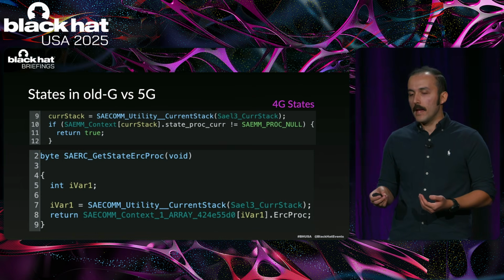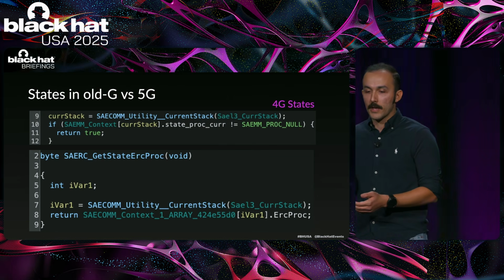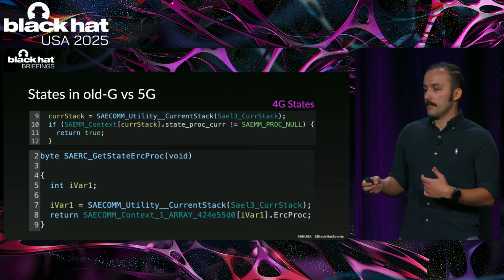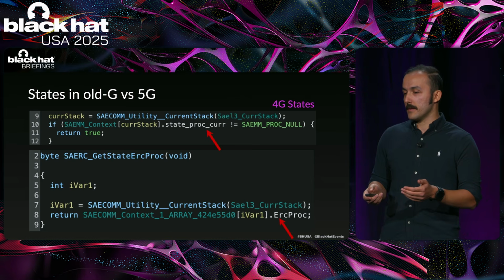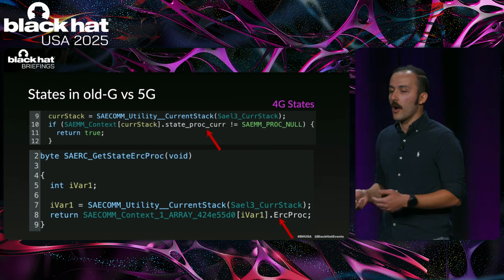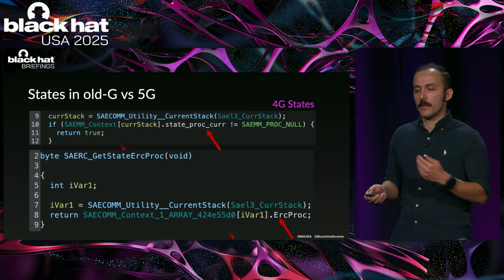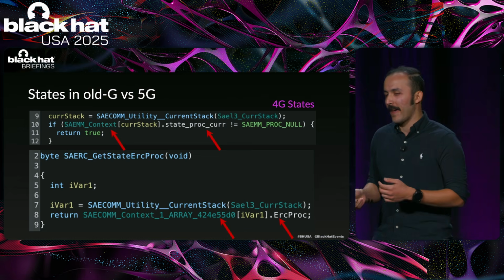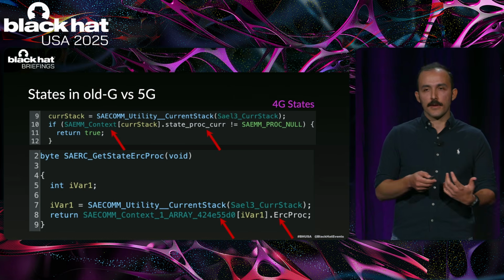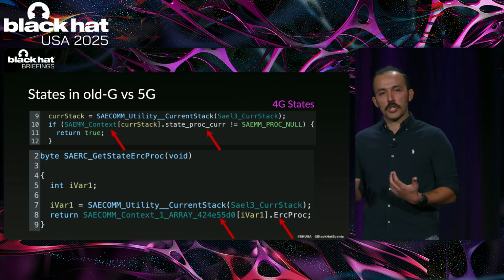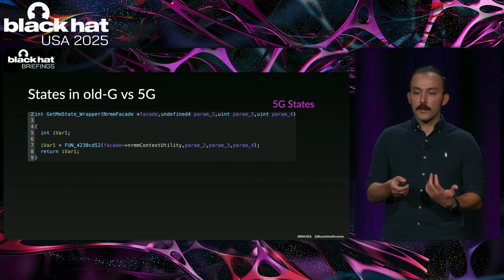But to better understand the importance of automation, I've prepared a real example from baseband code. Here, you can see in these screenshots from 4G that the EMM proc and ERC proc are accessed using fixed offsets from their context variables in global memory, which means they have fixed addresses. And these variables can be initialized in a similar way to the previous screenshots. But we don't have that anymore in 5G.